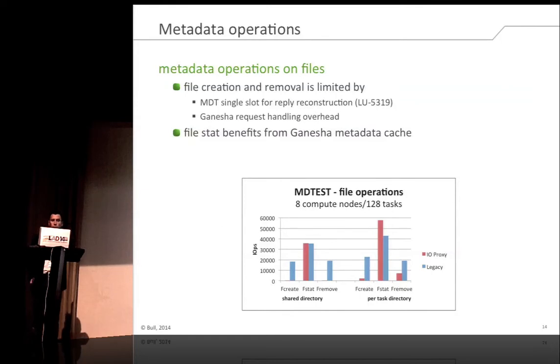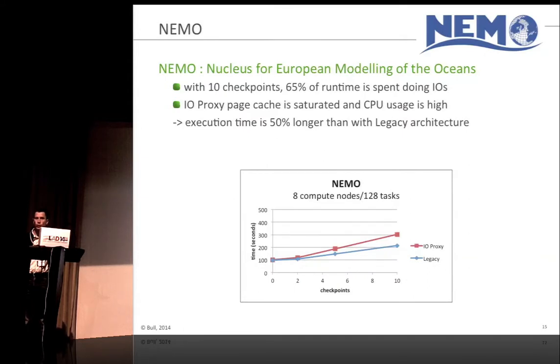And finally, here is a result with a real application, and so we have chosen NEMO. NEMO is an application used for oceanographic research, and it's a simulation application. And it allows us to configure the number of checkpoints, and so to have a variable amount of data written to the file system. So we made from 1 to 10 checkpoints during the whole execution time.